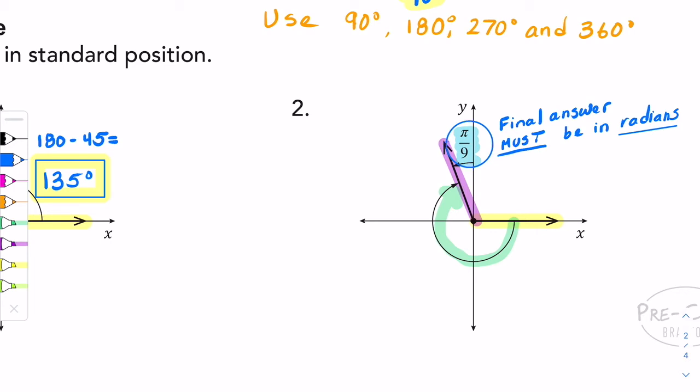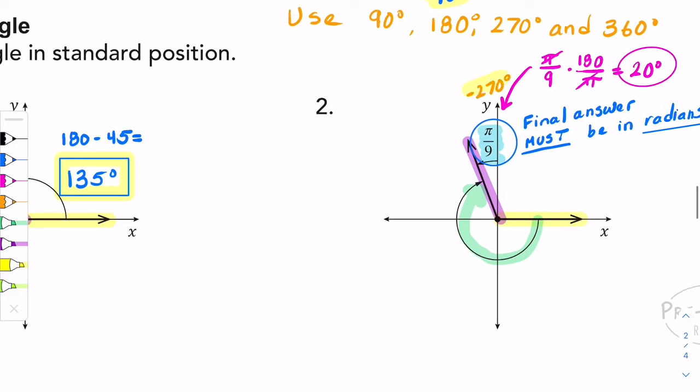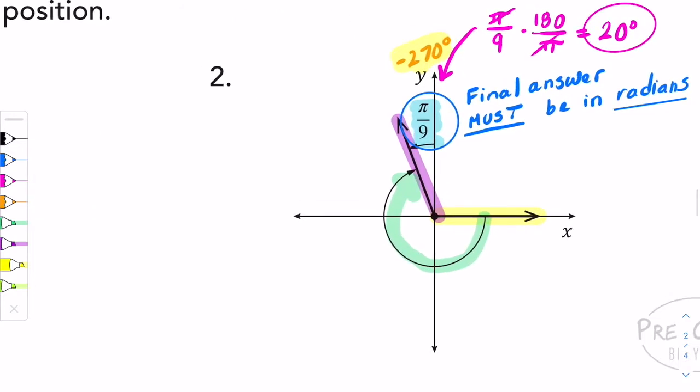So I know that this angle right here is pi over 9. If I multiply pi over 9 by 180 over pi, I can eliminate my values of pi, and 180 divided by 9 is 20 degrees. All right, so that's telling me that this angle is 20 degrees. I also know that this is negative 270 right here. So my angle, my terminal side, is 20 degrees short of 270. So I'm just going to do that in my head. 270 minus 20 is 250. So that is telling me that this angle is 250 degrees.